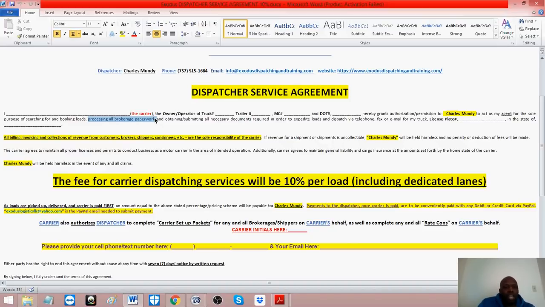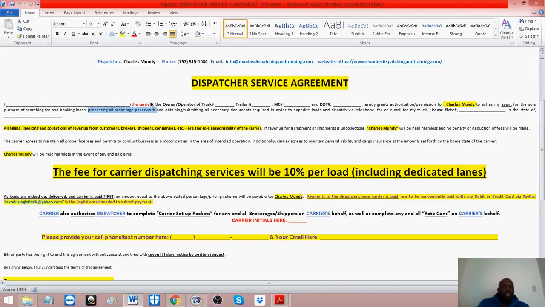Right there, when it says processing all brokerage paperwork, that should be permission right there, because what does processing all brokerage paperwork entail? Filling out the carrier packet, making sure the rate confirmation is matching what the load said that the rate confirmation says. So right here should have been enough when it says processing all brokerage paperwork. That should have been enough. So once that carrier signs it, that statement right there should have been enough.